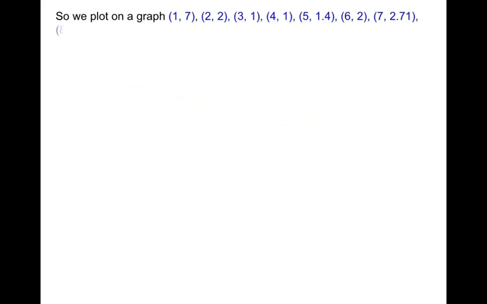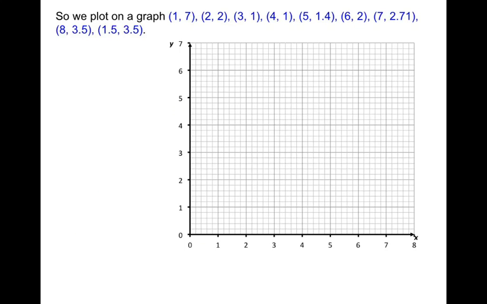Right, so we plot these points on a graph. Again, you would be given the axes in IGCSE. So we would plot 1, 7, which is there. Again, the axes here are the same, so it's a bit easier. 1.5, 3.5. Okay. 2, 2, 3, 1. 4, 1, okay, 5, 1.4. Because these two are the same, it seems to suggest that there will be a minimum point somewhere.